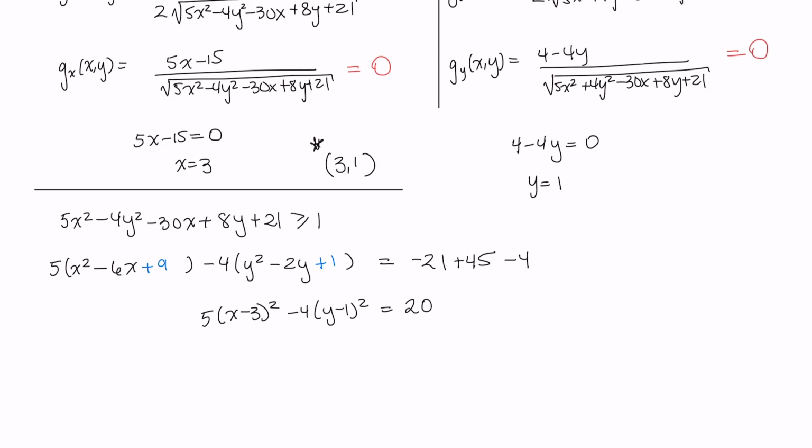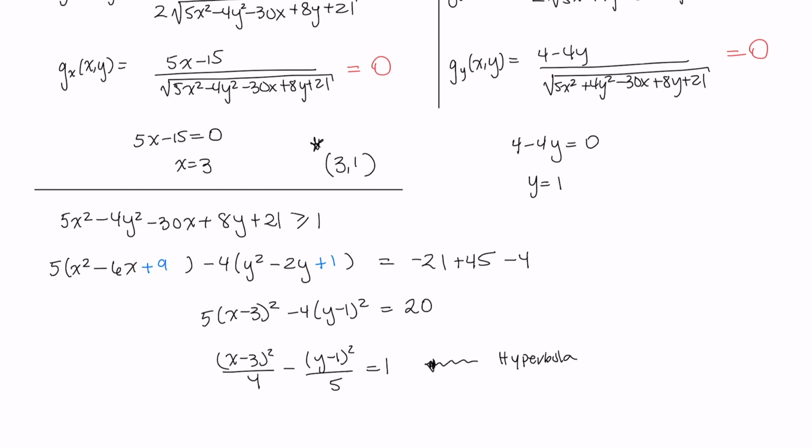So remember, the whole point of completing the square twice is to rewrite this to see what shape, what surface this is in 3 space. And I can do one last thing, that is divide both sides by 20 to end up with x minus 3 squared over 4 minus y minus 1 squared over 5 equals 1. So this boundary of the domain is a hyperbola. And now it is in standard form.